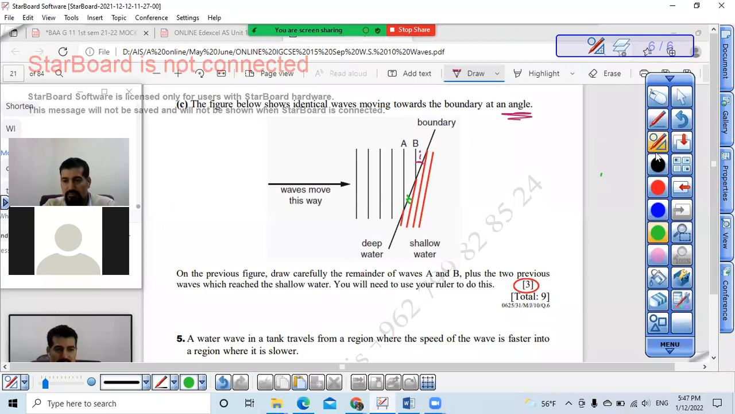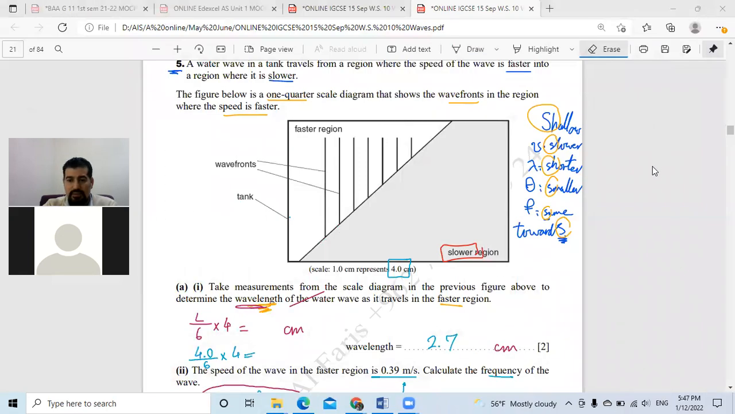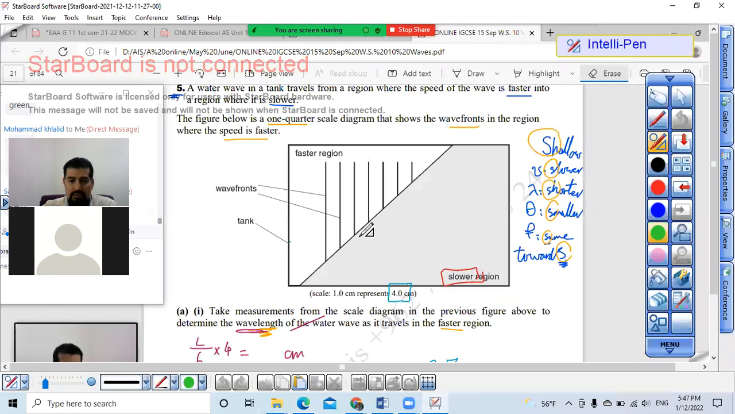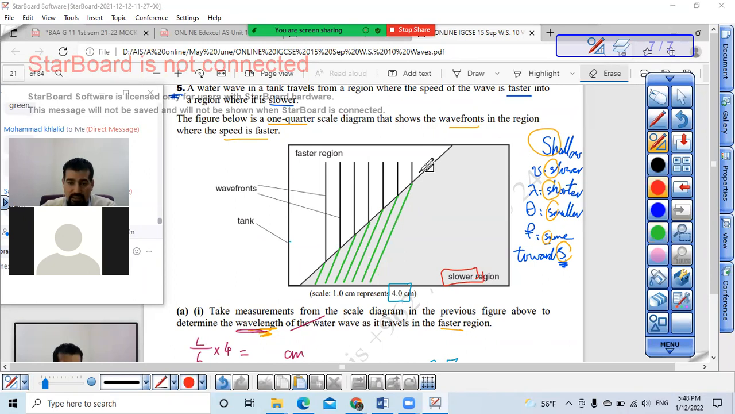Hold on. Yes, this one. And I will draw it like this. Of course, it will be by using a ruler, and it is supposed to be straight lines parallel to each other, but the angle, as you can see, the angle here was big, and the angle here is small. Why is it small? Because it goes to the slower region. So which one is the correct answer? The green, not the red. Only a small angle.